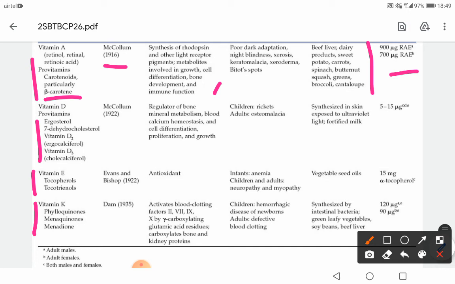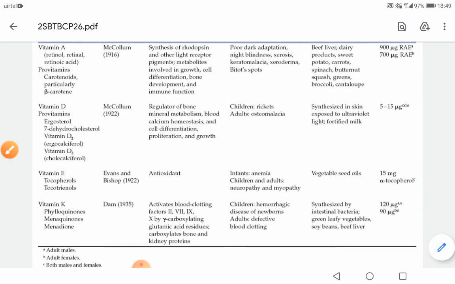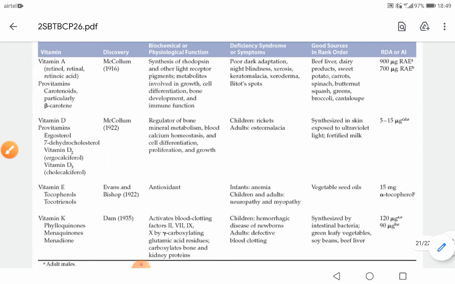So all these are the chemical names of the vitamins, and the functions, the deficiency disorders, the sources, and how much should be taken. Everything is summarized beautifully in one page. So if you have a glance at all this, you will be in a position to understand the important sources, the physiological functions, the deficiency disorders of these vitamins, and how much of all this should be taken in the diet.